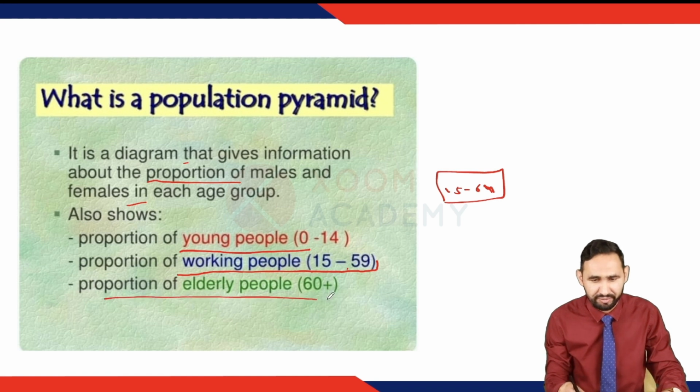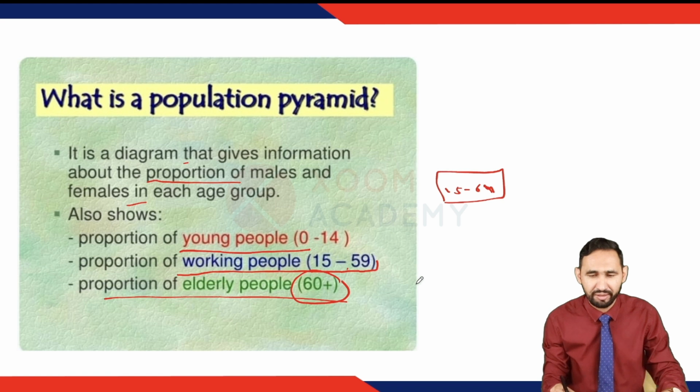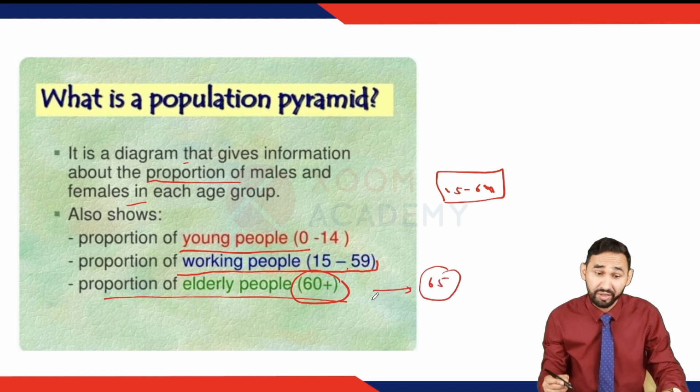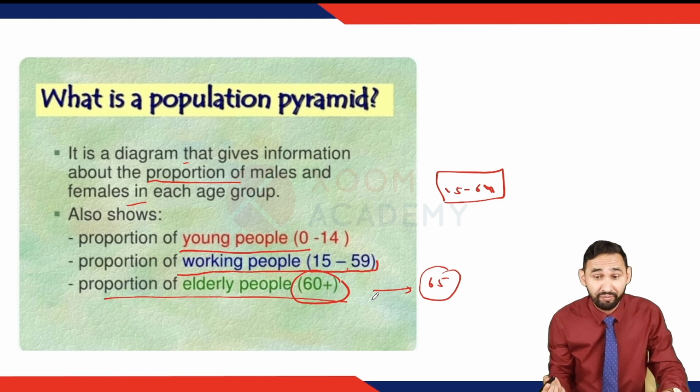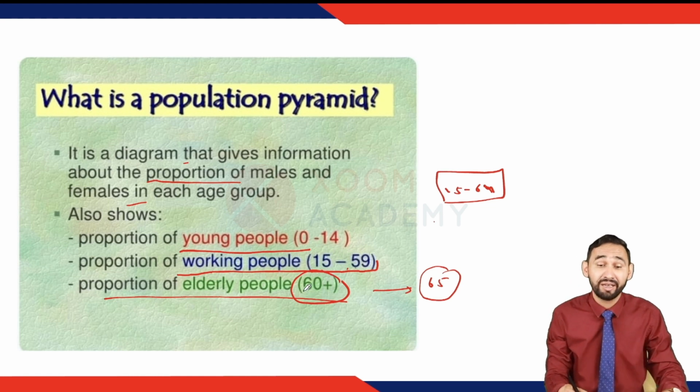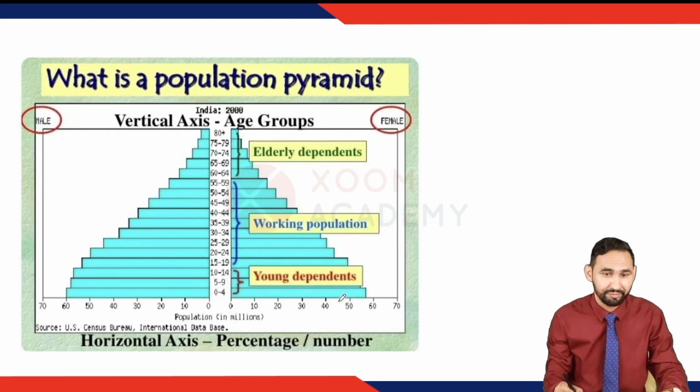And it shows elderly people, old age people. Some scientists take it as 60 plus, but usually it is taken as 65 or older. So working age varies from 15 to 64 or 15 to 59, and elderly age varies from 60 plus or 65 plus. What is a population pyramid?